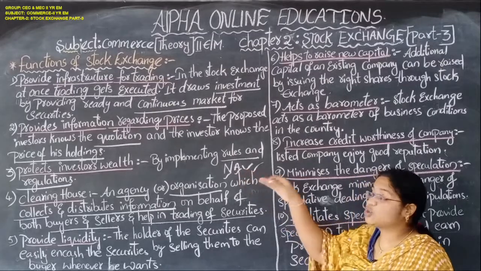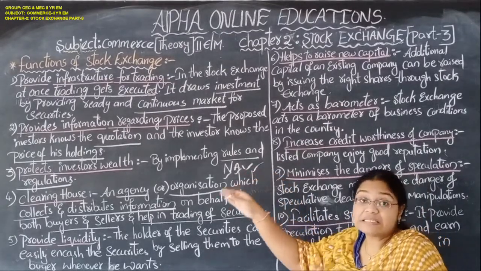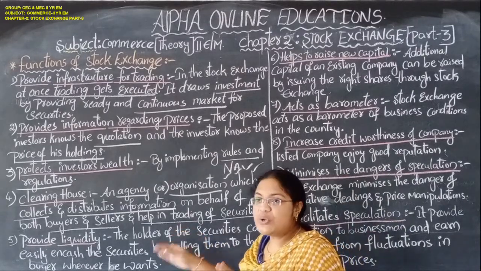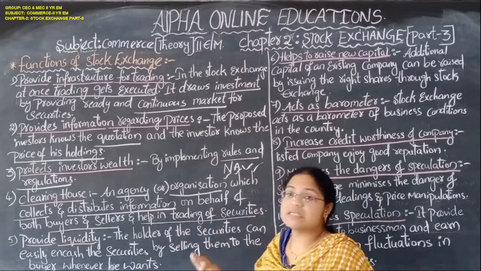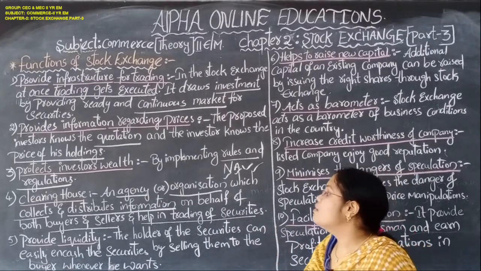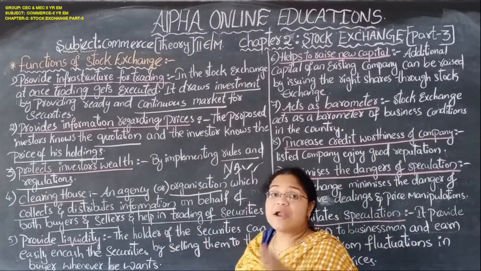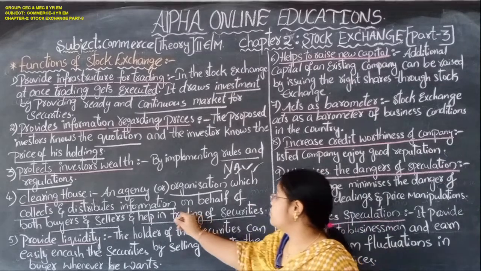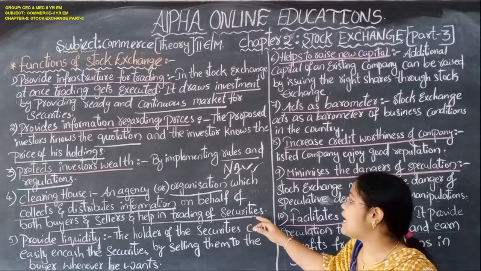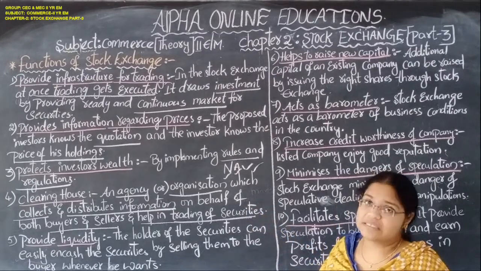What is the actual value of that particular company's assets? That can be known with the help of the clearing house. The clearing house will provide each and every piece of information to the buyer and the seller, and also helps in the trading process of the securities. It is very helpful for the buyer and seller.